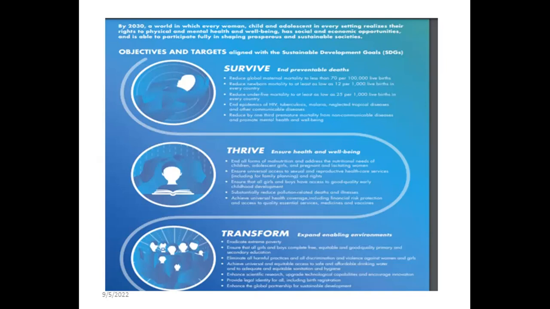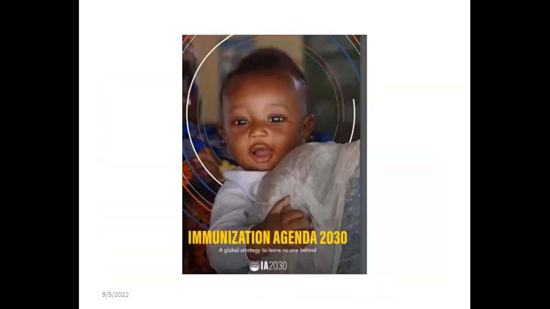It includes survive, thrive and transform. Survive includes ending preventable deaths, which includes reducing global maternal mortality to less than 70 per 1 lakh live births and newborn mortality to less than 12 per 1,000 live births. Thrive means ensuring health and well-being, which includes ending all forms of malnutrition and meeting the nutritional needs of children. Transform means expanding the enabling environment, which includes eradicating extreme poverty and ensuring that all girls and boys complete free, equitable and good quality primary and secondary education.